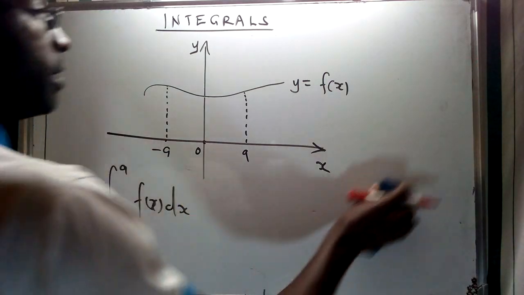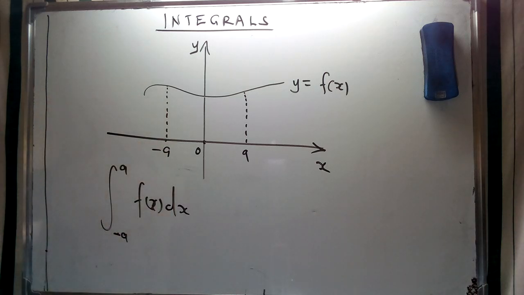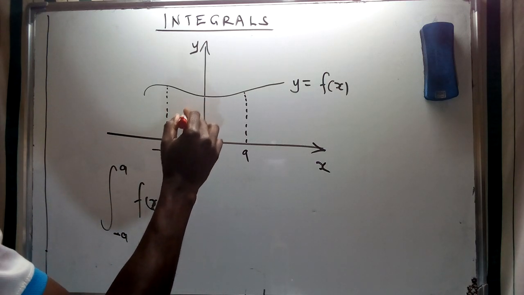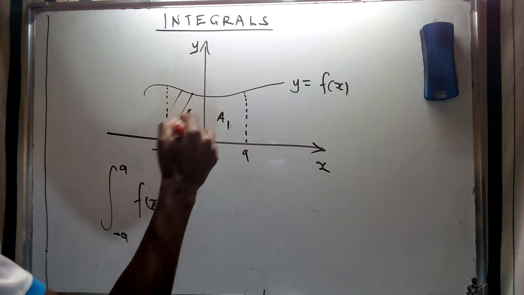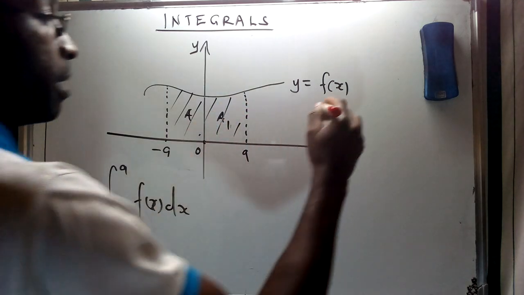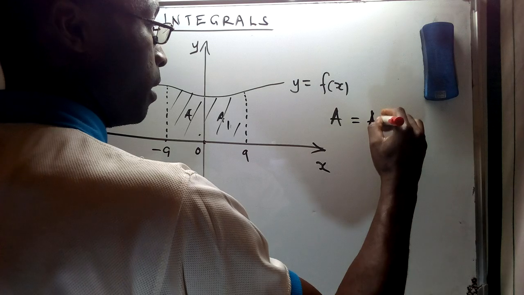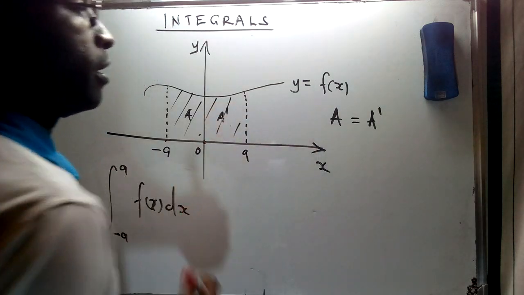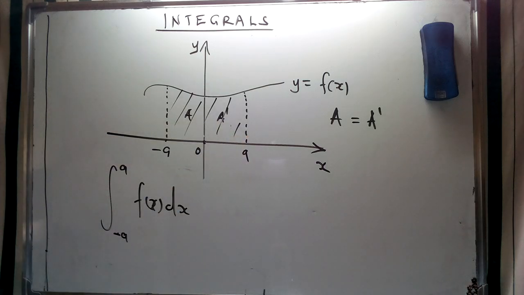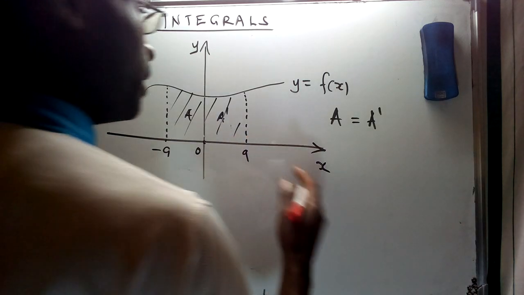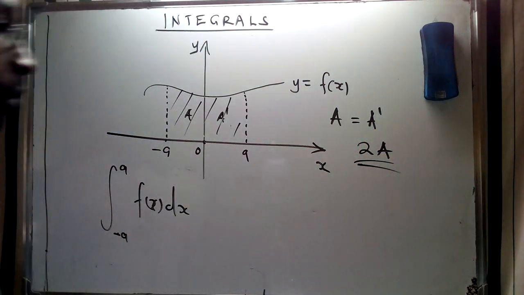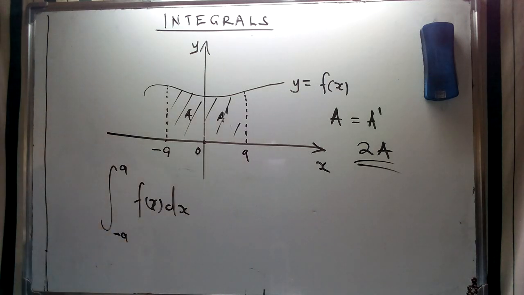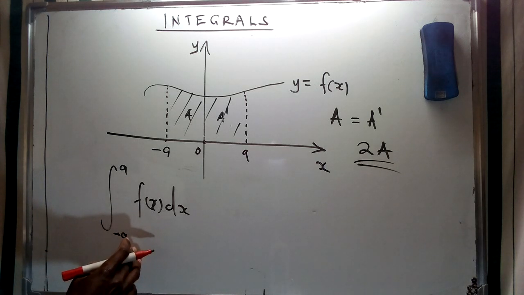In this particular case, if you were to represent the definite integral for this function and try to find the area under the curve, we can give these specific areas as A and A prime, whereby A is equivalent to A prime respectively. So in order to evaluate this entire area bounded by the curve and the x-axis, we can say that the whole area is equivalent to 2A.